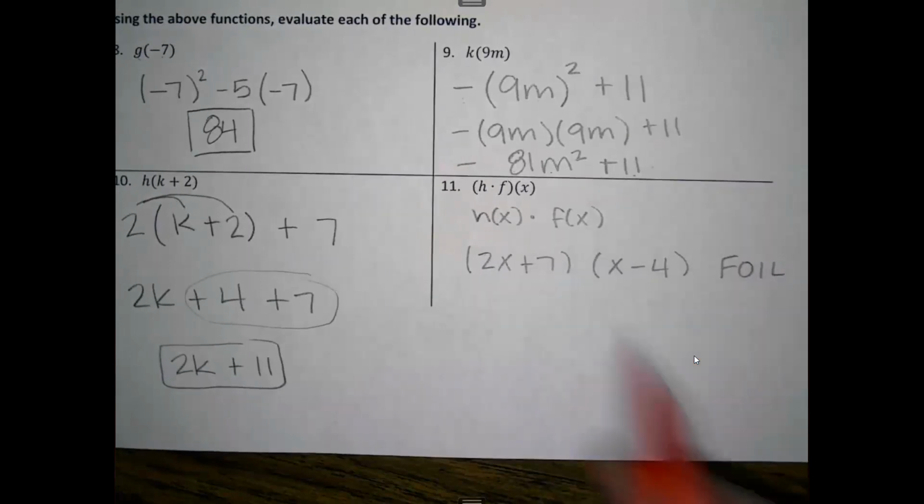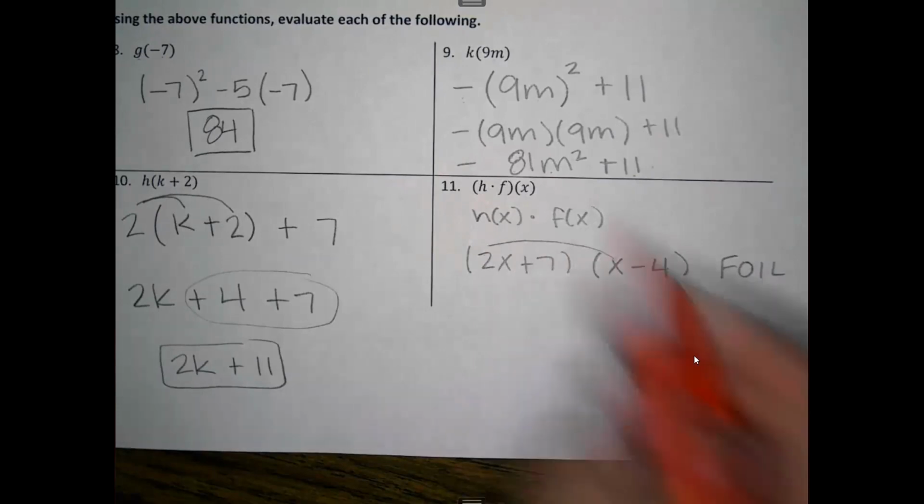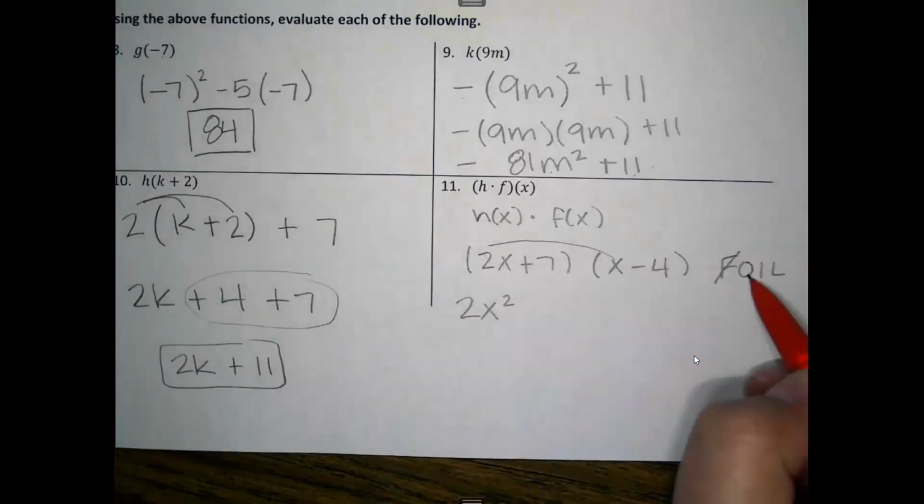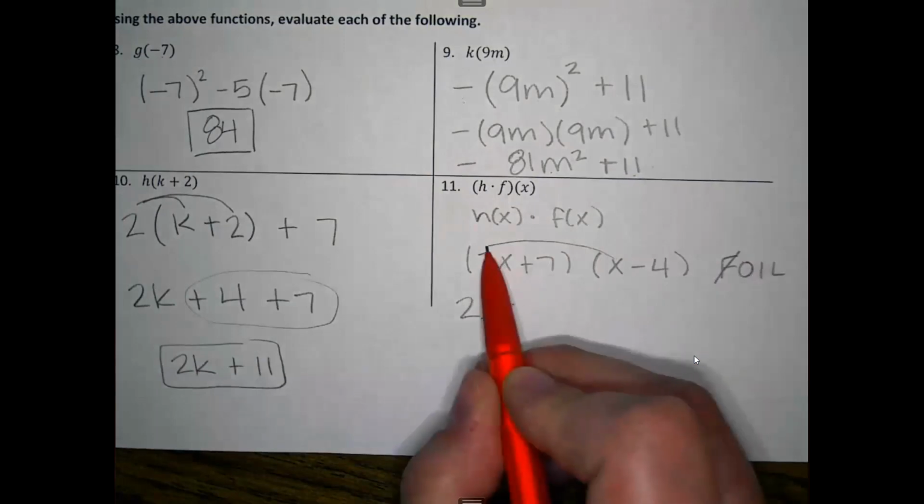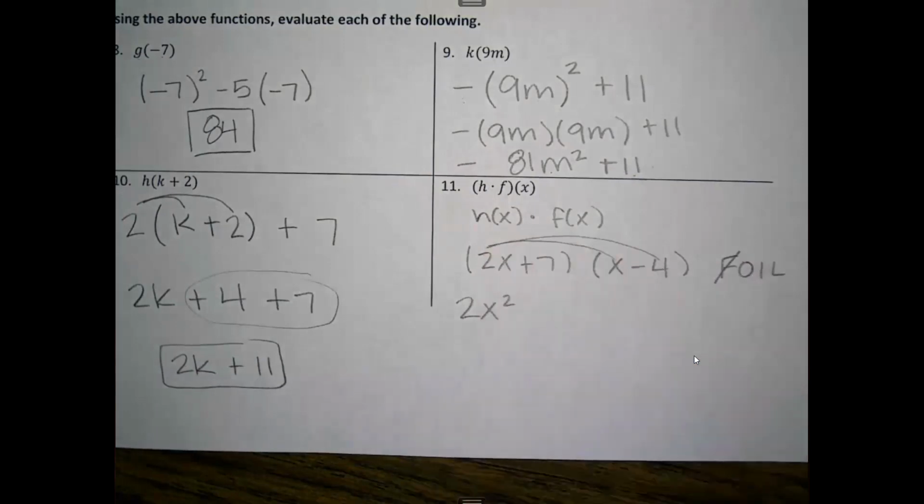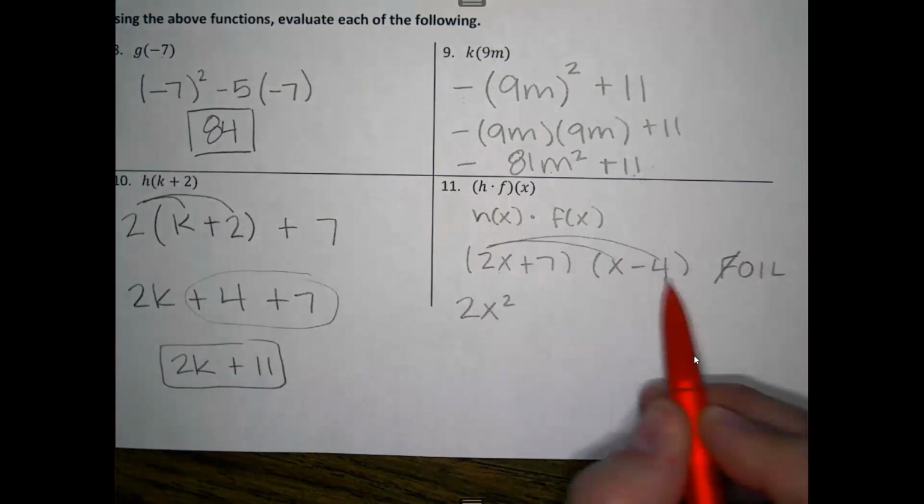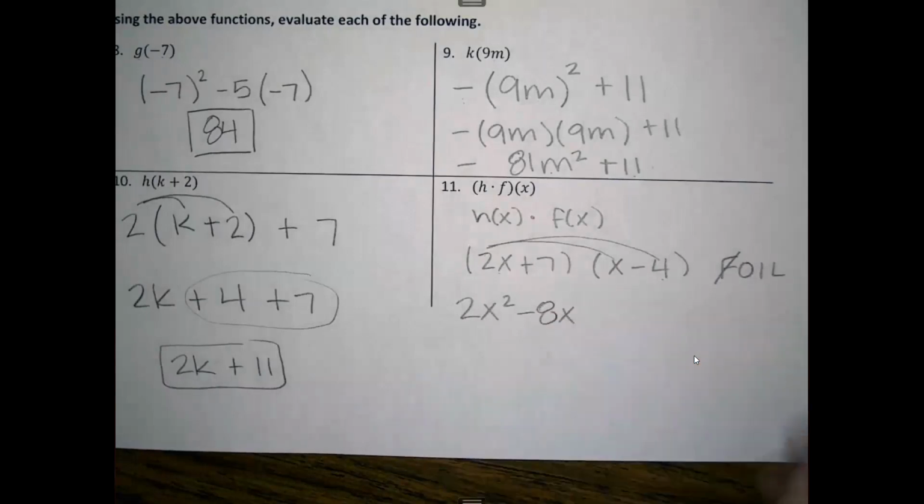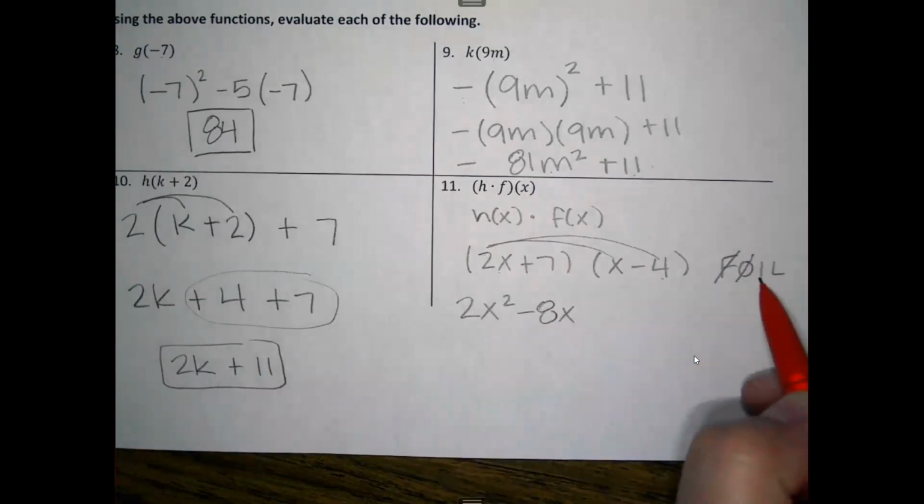Okay, so we're going to do the first times the first. What do we get? 2x times x. 2x squared, okay. And then the O, we're going to do the outsides. So this outside times this outside. 2x times negative 4. Negative 8x, okay.